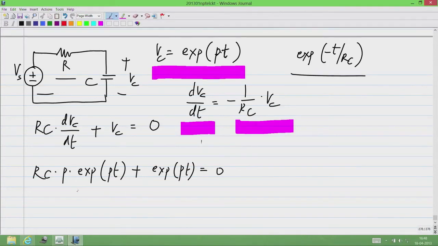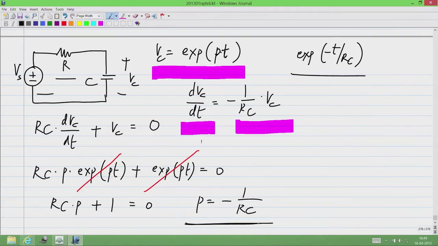And this exponential pt is common to the two parts, and that can cancel out. Okay. So, what I have will be Rc times p plus 1 equal to 0, or p equals minus 1 by Rc. Okay. So, this is an alternative way of finding the argument of the exponential.